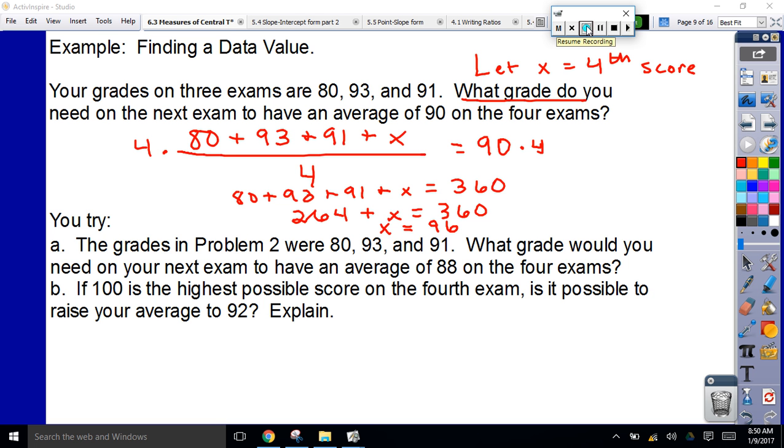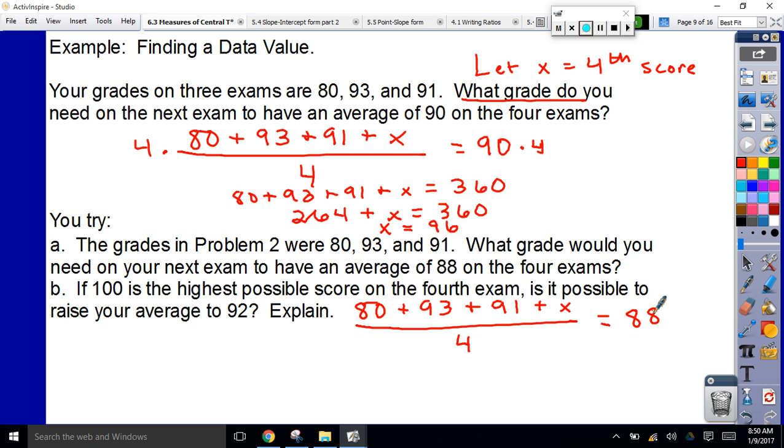Okay, let's start to go over this because we're soon going to be out of time. Hannah, can you tell us how we would set this problem up? So 80 plus 93 plus 91 plus x over 4 equals 88. Good. And then what did you get as an answer for x? 88. X equals 88. So they need to get an 88 in order to have an 88% average.